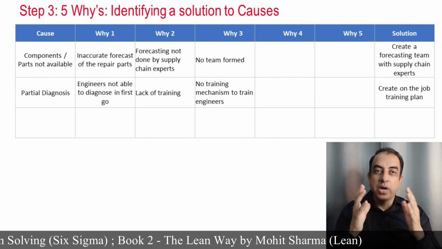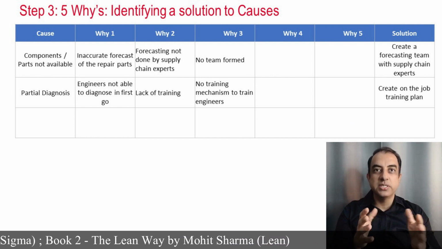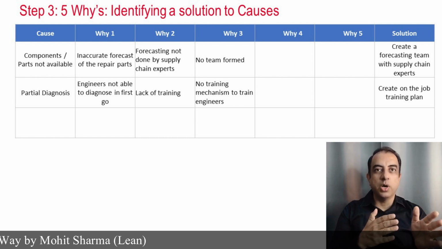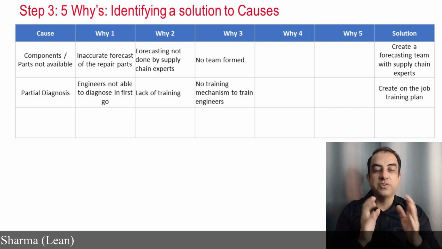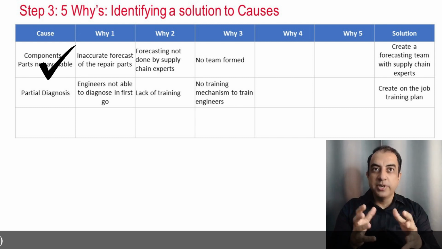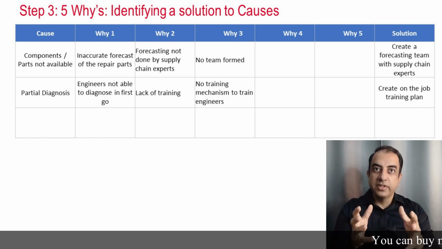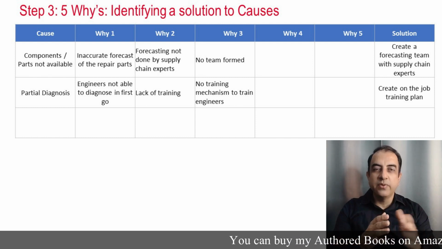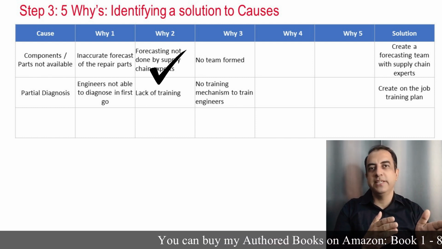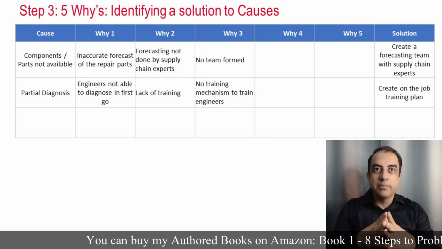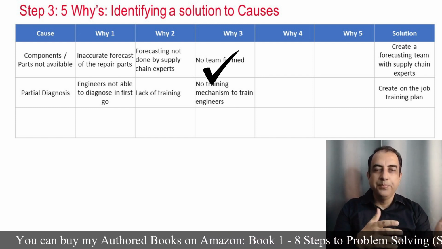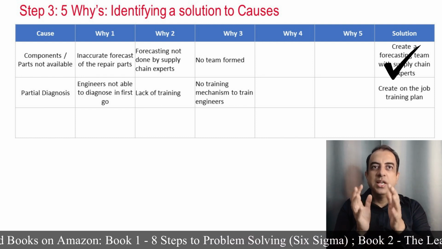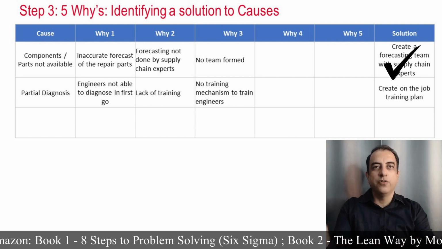In this step, you need to identify the solutions to the prioritized causes. Components or parts not available for repair is the first prioritized cause, and we will use 5 Why analysis to identify the solution. Parts and components are not available for repair. Why were they not available? Because the forecasting was inaccurate. Why was the forecasting inaccurate? Because it was not done by the supply chain experts. And why was it not done by supply chain experts? Because there was no team. So the solution identified is to create a forecasting team led by supply chain experts for accurate forecasting.